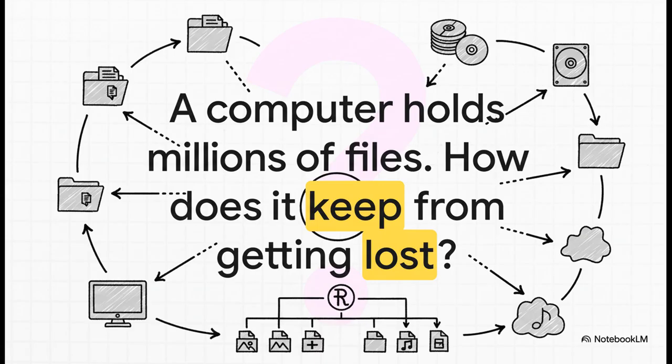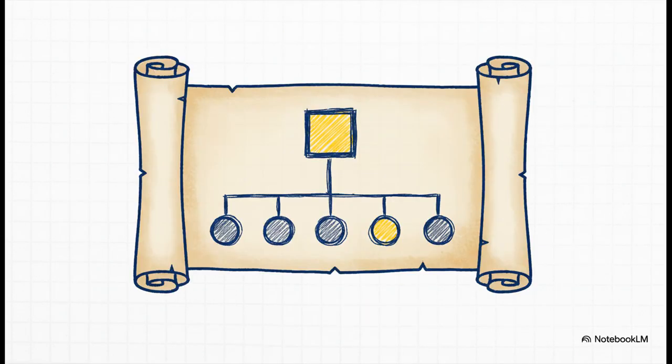Your computer is juggling millions, maybe even billions of files. You've got your documents, your apps, your photos, the whole shebang. Without some kind of system, it would just be pure chaos, right? So how on earth does it keep from getting completely lost? Well, the answer is actually pretty elegant. It uses a map, a master plan, you could say. That's called the file system. This thing tells the computer exactly where every single piece of data is, how it's stored, and how to grab it in a split second.